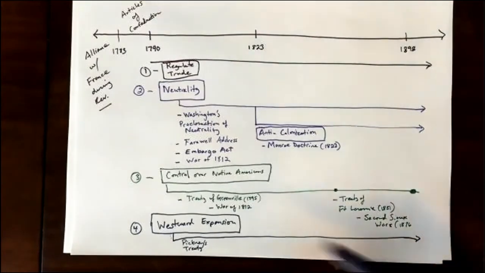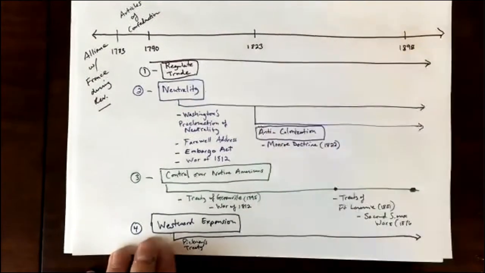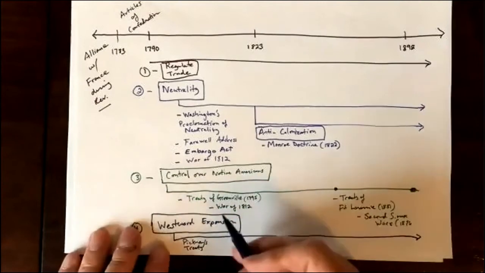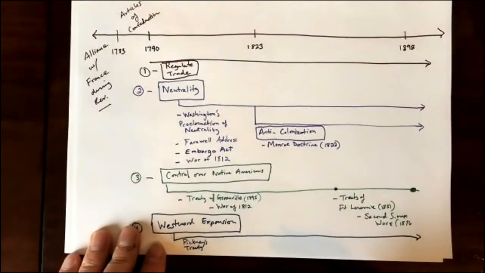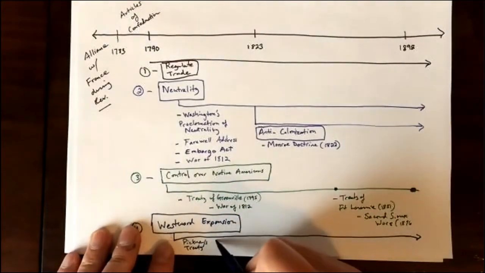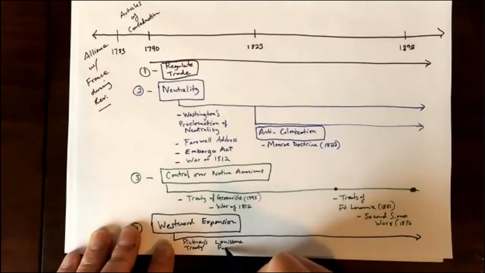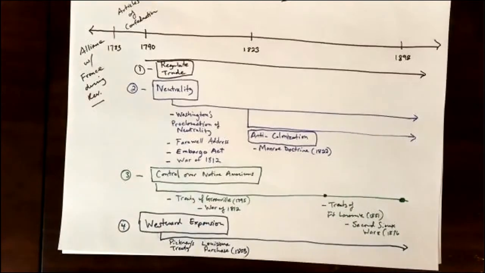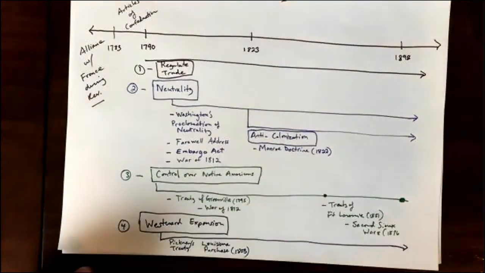This is also part of regulating trade, because the United States is trying to gain access to New Orleans so that we can send goods down the Mississippi River and deposit them in an area that was controlled by Spain at the time. Another probably better example of westward expansion is under Jefferson, and we've got the Louisiana Purchase in 1803, which obviously doubles the size of the United States.